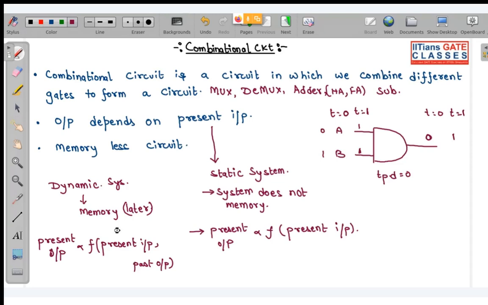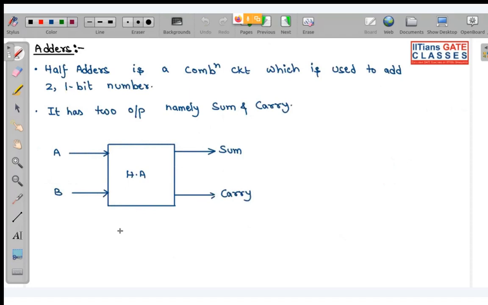Okay. So now the first circuit that we have in the combinational circuit is an adder. An adder is of two types, half adder and full adder. First we are going to see the half adder. A half adder is a combinational circuit which is used to add two 1-bit numbers.